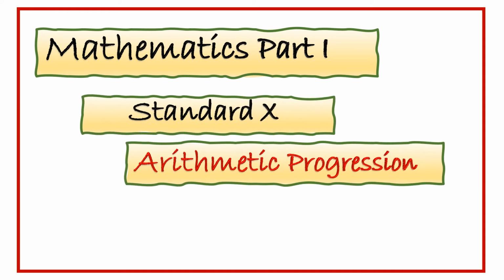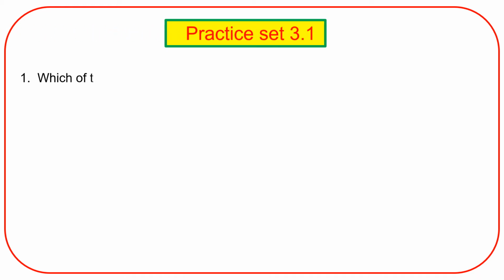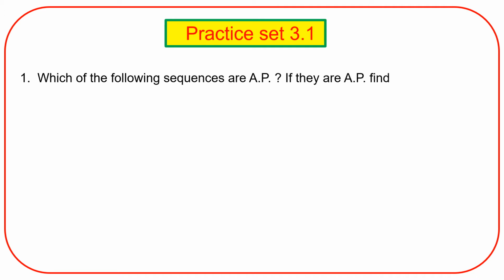Today we are going to solve examples based on arithmetic progression. Practice set 3.1. First question, which of the following sequences are AP? If they are AP, find the common difference.